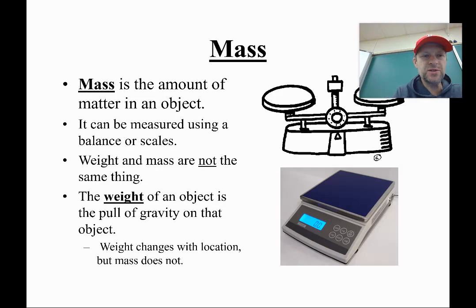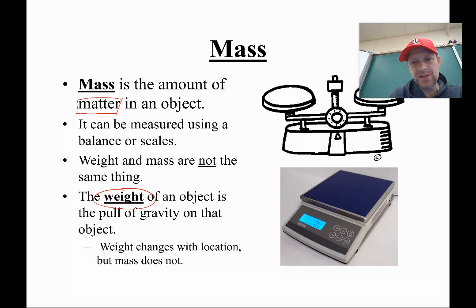Mass is the amount of matter. Matter is all things, all atoms, everything that takes up space and has mass is matter, and the amount of matter in an object is its mass. It can be measured using a balance or scales. Weight and mass are not the same thing, they are different. The weight of an object is the pull of gravity. We use it incorrectly all the time. We say this weighs this and that weighs that. But weight is not the same thing as mass.